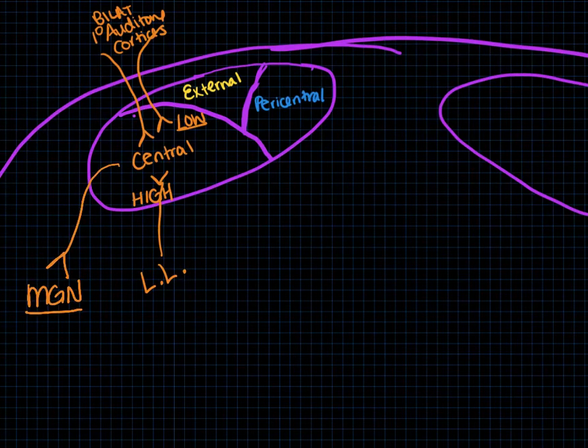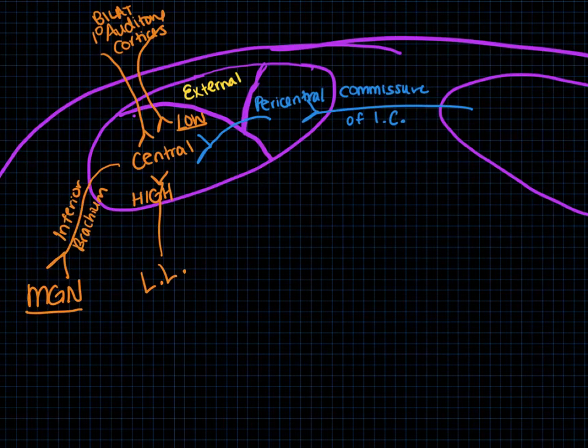The pericentral nucleus is going to receive monaural input from the contralateral inferior colliculus via the commissure of the inferior colliculus. Its main job is to increase auditory attention and localization of sound. Its efferent projection is going to be to the central nucleus, which will project to the medial geniculate nucleus via the inferior brachium. The external nucleus is going to be located posterior to the central nucleus and lateral to the pericentral nucleus, and this nucleus is going to function as the center for the acoustico-motor reflexes, so auditory and somatosensory fibers will synapse here.